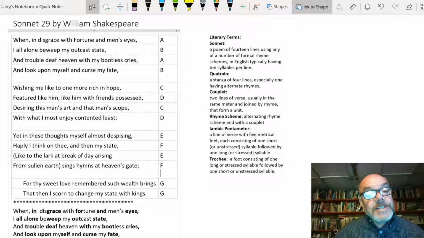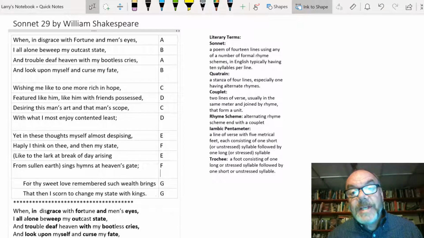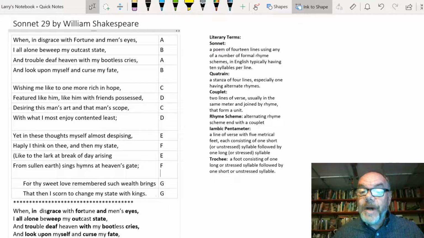And the next part is, and that man's scope. Scope means breadth of knowledge, intelligence. Shakespeare's not only a beautiful writer, but we find so many of our ideas in Shakespeare. We look to Shakespeare for ideas about psychology, about politics, about race, about gender. Shakespeare anticipated so many of the conversations that we are still grappling with. So intellectually, we have the speaker saying, "I wish I was that person, as smart as that person."